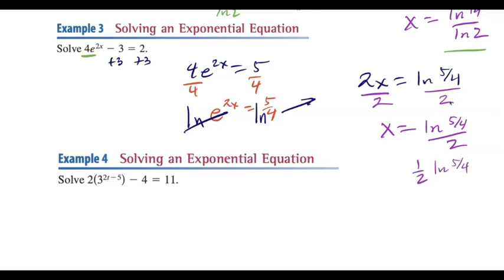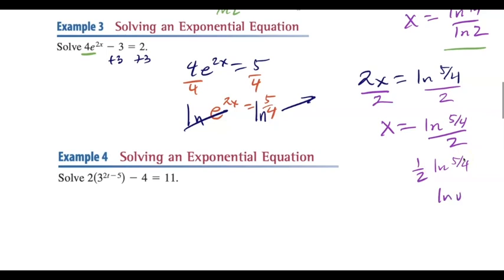Or if you really want to be even more pro, we can bring the 1/2 to the front and make this natural log of square root of 5/4. All these are acceptable. I don't care which one you give me. They're all the same. This is like the nicest answer, but it's all good.